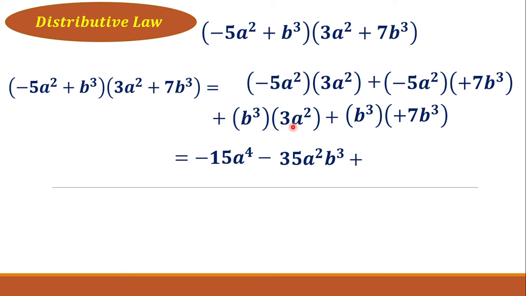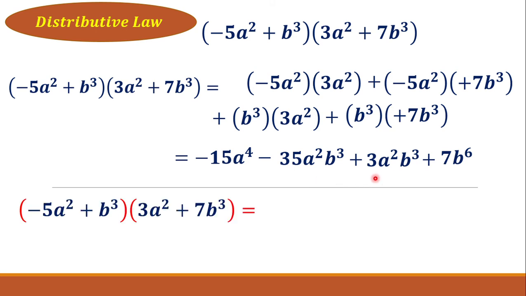So, 3a squared b cubed. Diba? Dali, ano? Next. So, we have 7 times 1 is 7, plus 7b cubed multiplied by b cubed, that's b to the 6. Our final answer, check natin. So, ito lang pwede natin pag-addin yung dalawa kasi yan ang literal coefficient natin, magkamukha. So, our final answer is negative 15a to the fourth minus 33a squared b cubed.